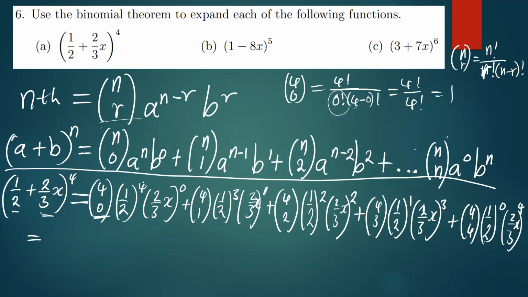Then 1 over 2 to the power 4 will give me 1 over 16. I have 1 over 16 there. Then I'm multiplying this with 2 over 3 times x to the power 0, which is simply 1. So the first term there will be 1 times 1 times 1 over 16. So that is my first term.